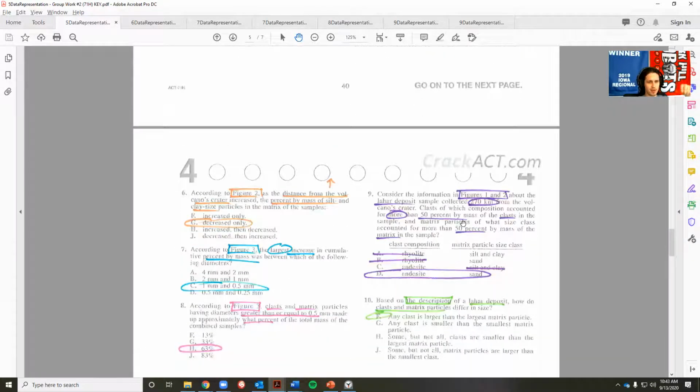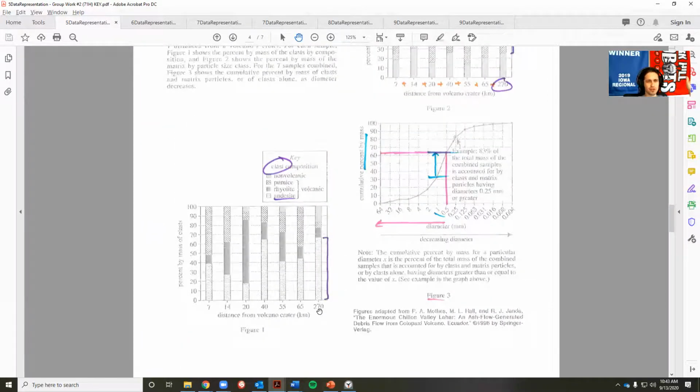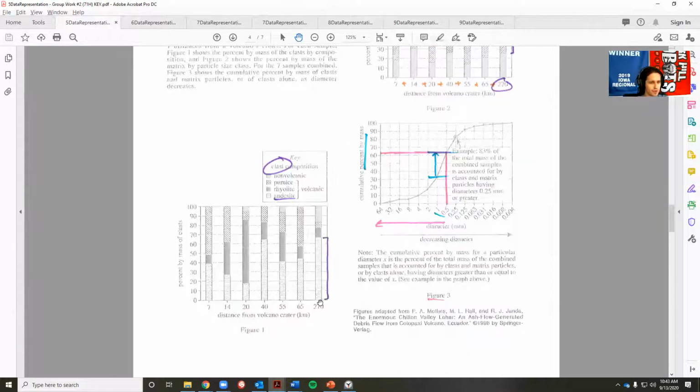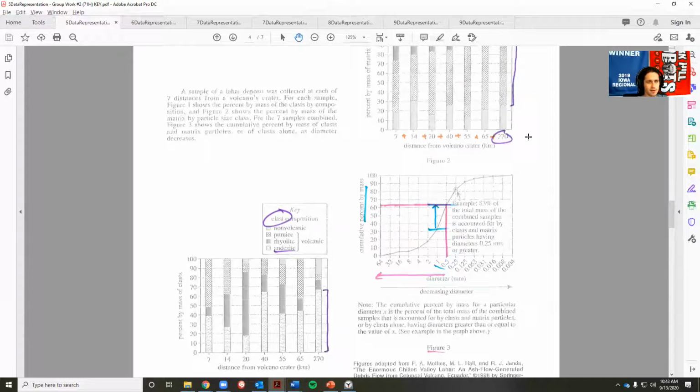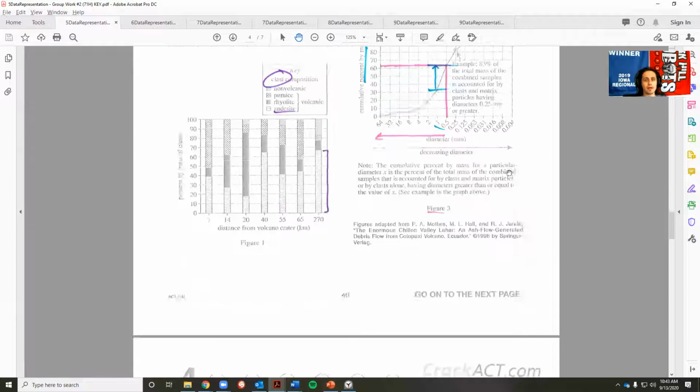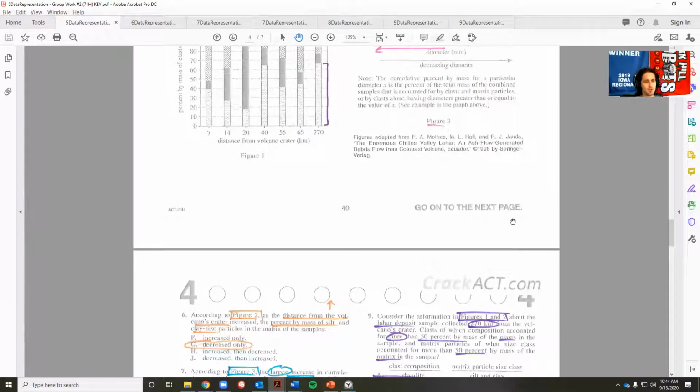And the other thing, number 9, it talks about at 270 kilometers, what is more than 50% by mass for class and more than 50% for matrices. You go to 270 and you say, what's taking up more than half of the bar? Looks like andesite right here. Looks like the slashy one, sand, right there. Okay, so that's a couple questions I thought merited a little extra discussion from last time.